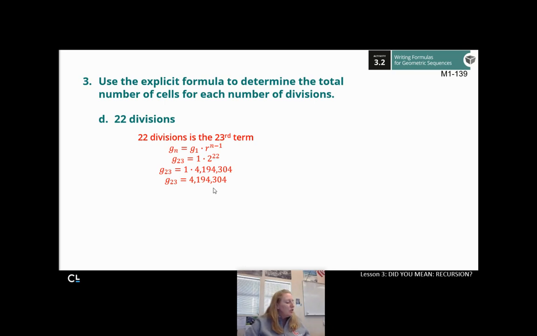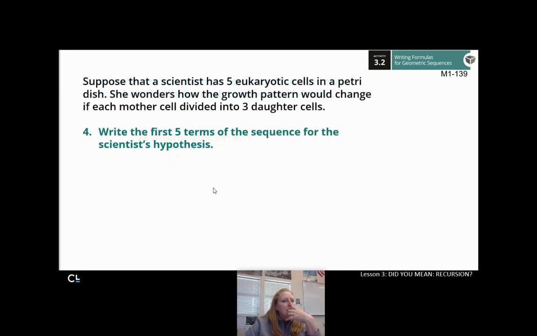We're going to change it up on you just the tiniest little bit. Let's say instead of starting with 1 cell, I start with 5. And let's say that each cell, instead of dividing into 2, divides into 3. This changes things. So to get us started, I would like you to write the first 5 terms of this sequence. So hit pause, give me the first 5 terms of your sequence, and then hit play when you're ready to check your work.